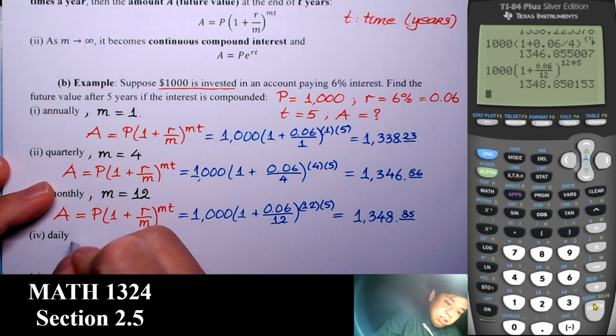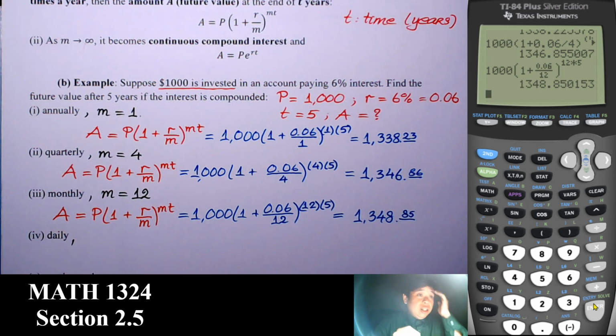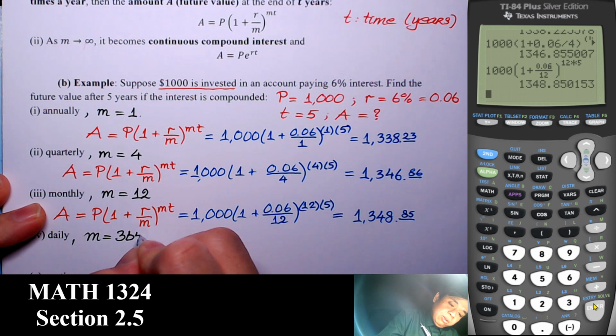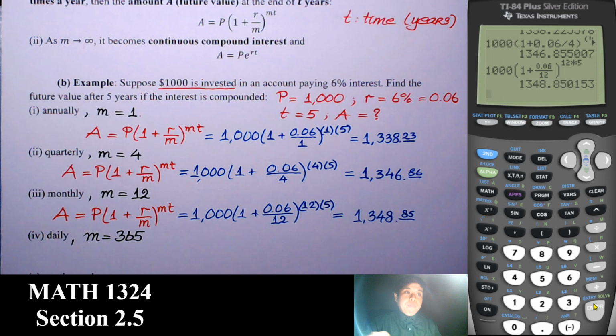And daily is, let's just say, a regular year of 365 days. Of course, if it is a leap year like this year, it's going to be 366, but generic, let's say 365 days in a year.